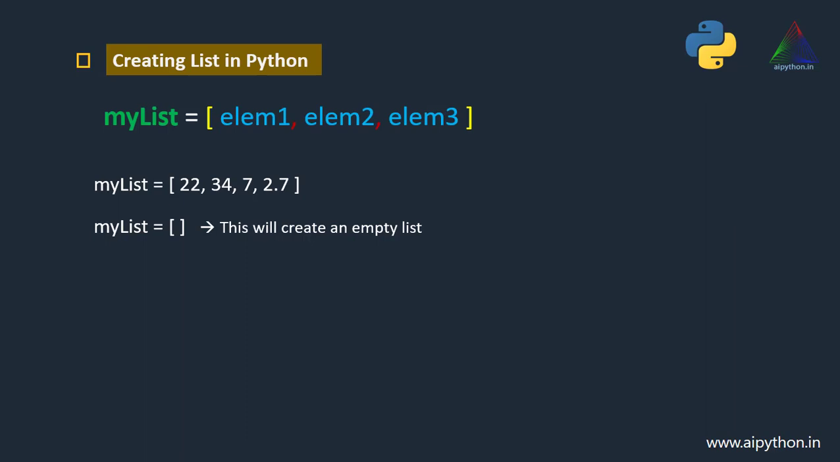If you write my_list equal to simple open and close square brackets, then this will create an empty list. So it will not have any value, but the list name still exists in Python. So you can further add and delete elements. We'll see how to add and delete elements.